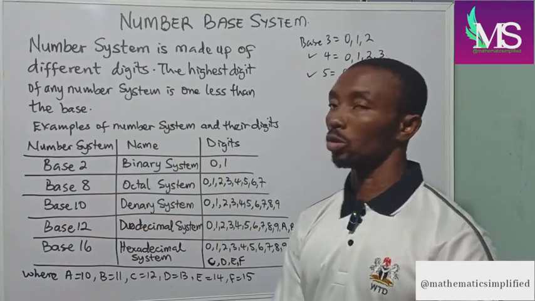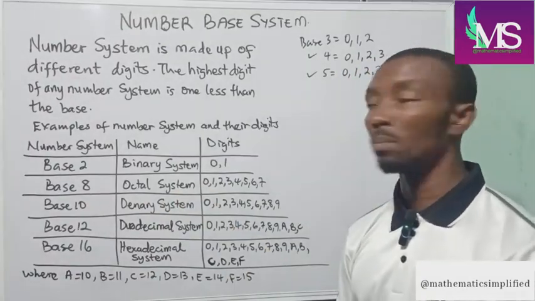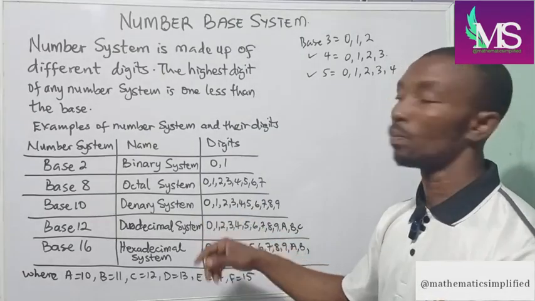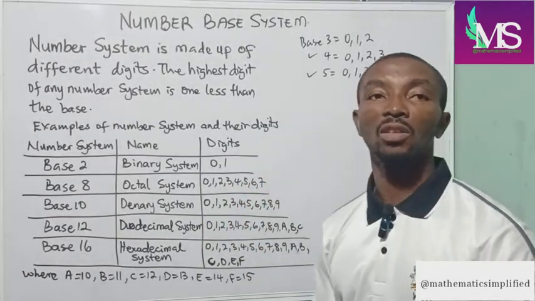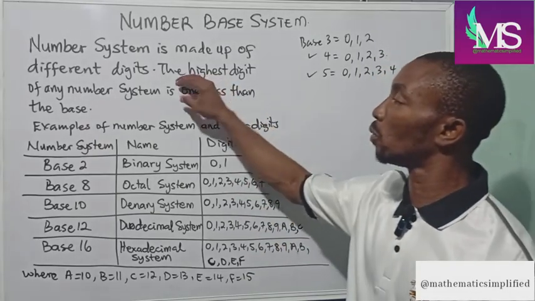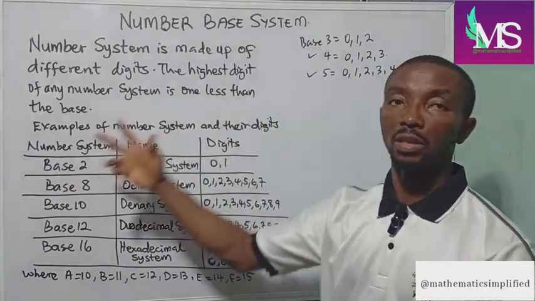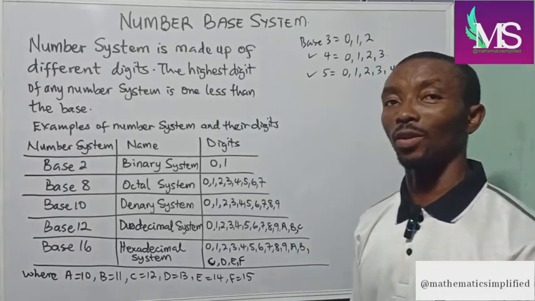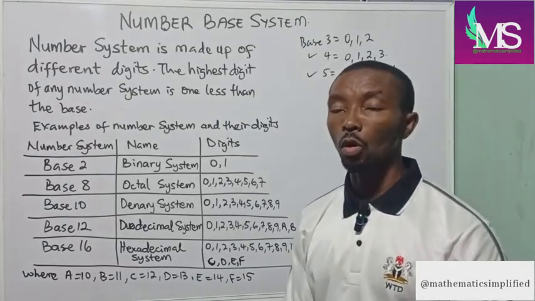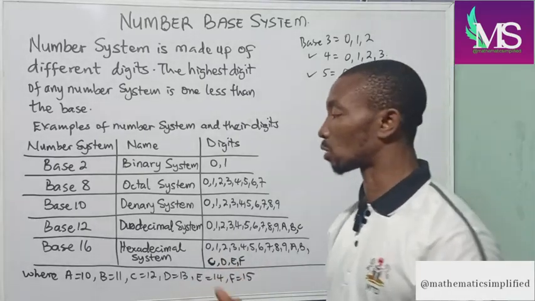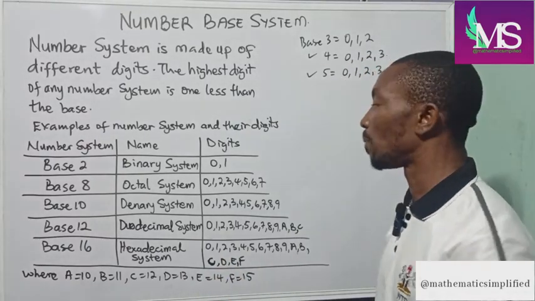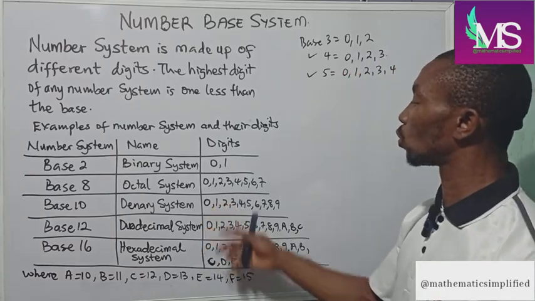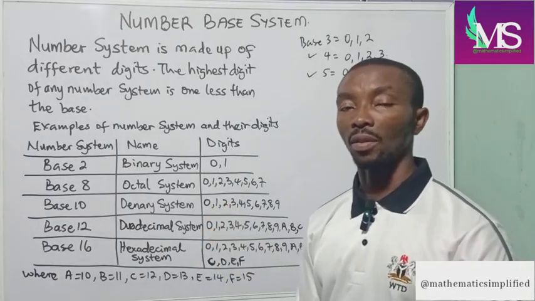Talking about base 8, which is called our octal system, the digits are 0, 1, 2, 3, 4, 5, 6, and 7, still following the same rule that the highest digit is 1 less than the base. Now base 10 is known as denary; some textbooks refer to it as the decimal system. They are one and the same thing. The digits are 0, 1, 2, 3, 4, 5, 6, 7, 8, 9.